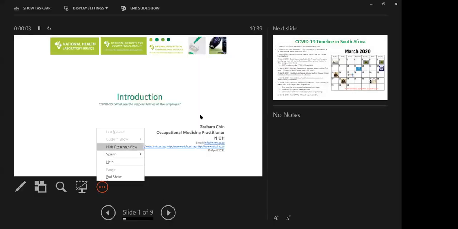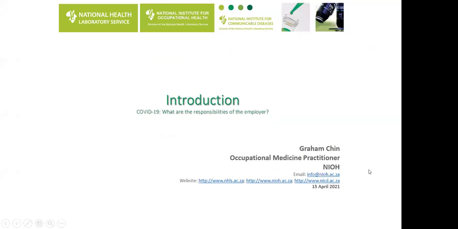So Dr. Graham Chin is an occupational medicine practitioner, as I've mentioned, currently working for the National Institute for Occupational Health, the NIH, as part of the Safety, Health and Environment Department, tasked to service the broader National Health Laboratory Services, that I've mentioned to you. I've been working full-time as an occupational medicine practitioner since 2010 in both private and public sectors across various industries, and these industries include mining, construction, waterworks, automobile, manufacturing, machinery, food and catering, and the corporate sectors.